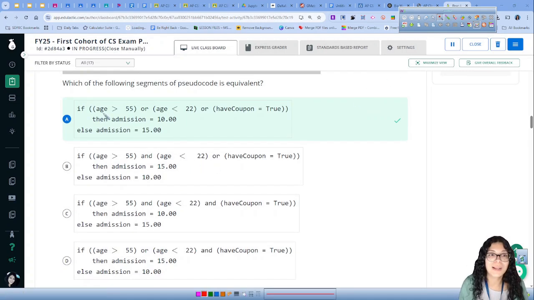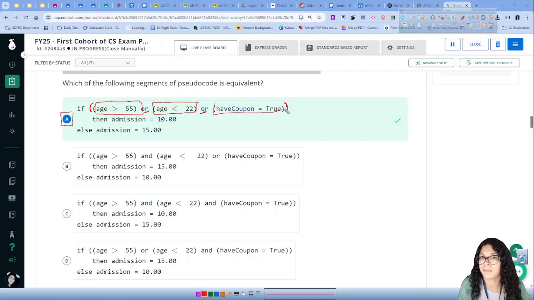So our correct answer is A. Notice that we're setting here the admission to $10. So under what condition should the admission be the lower price? Well, that the person is over 55 years old, that they're a senior, or that they are younger than 22, like student age, or that they have a coupon. If coupon is true, or either of those three things is true, then they pay the smaller price. If not, then they automatically must pay the full $15.